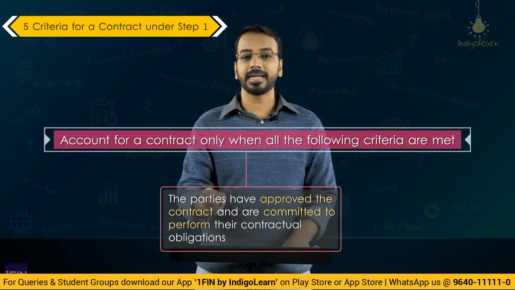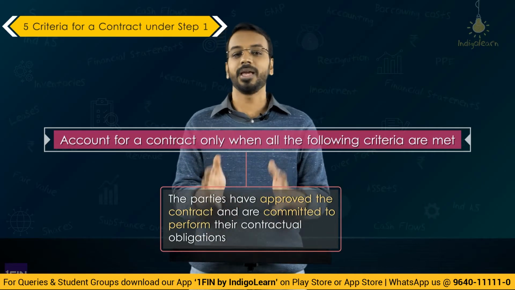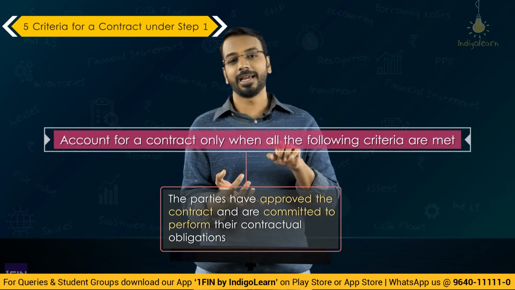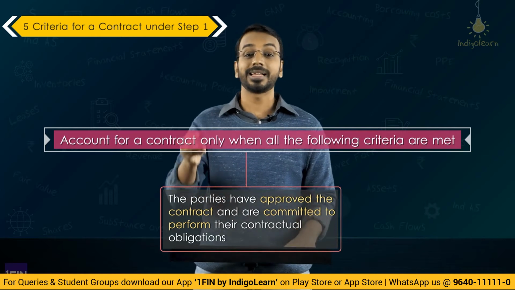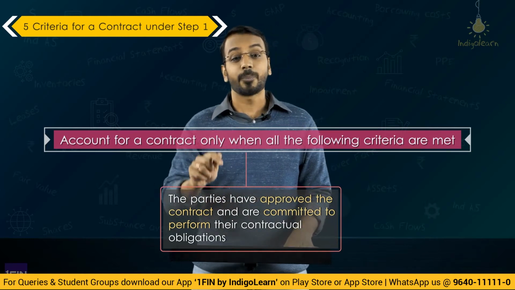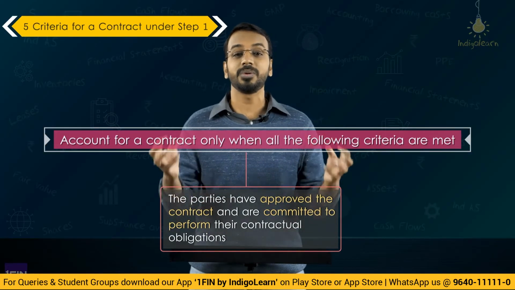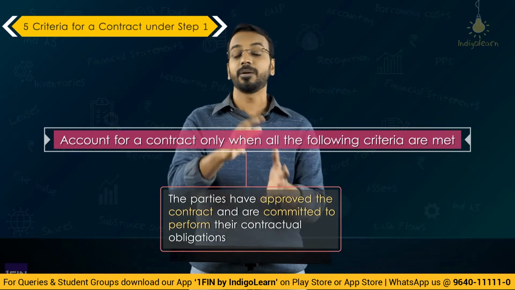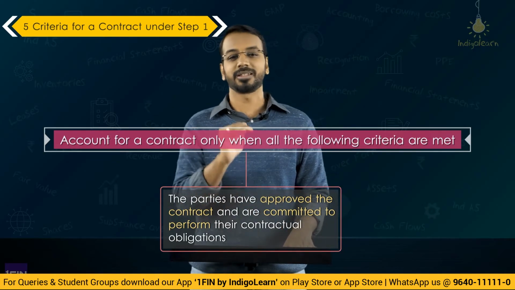The first criterion is the parties must have approved the contract and they must be committed to perform their respective obligations. So, it has to be an approved contract. Approval can be, as I told earlier, oral, it can be written, it can be based on customary practices, it can be based on any of these 3, but it has to be an approved contract, and the parties must be committed to perform their obligations. So, all the parties must be committed, meaning they want to perform their respective obligations. It may be possible that in the past they have not performed their obligations, but they have the commitment to perform their obligations under the contract.